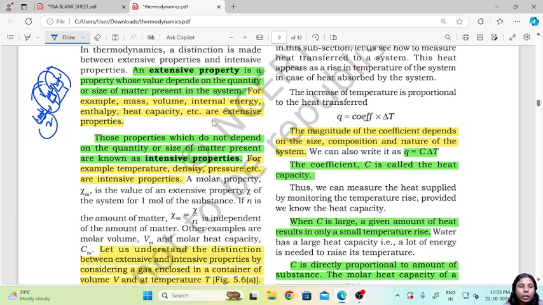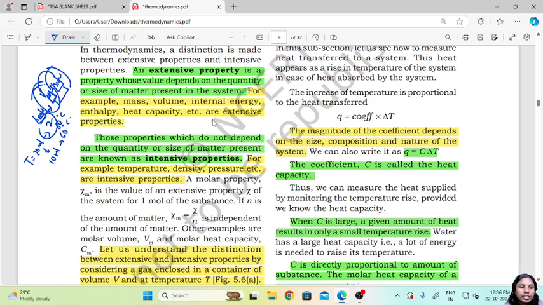Now intensive properties are exactly the opposite of extensive properties, in that those properties which do not depend on the quantity or size of matter present are known as intensive properties. For example, let's talk about temperature. Say I take 20 ml of water at 60 degrees Celsius. Now from this I remove 10 ml of water. Will the temperature of this water be any different? No, it is still going to be 60 degrees Celsius.